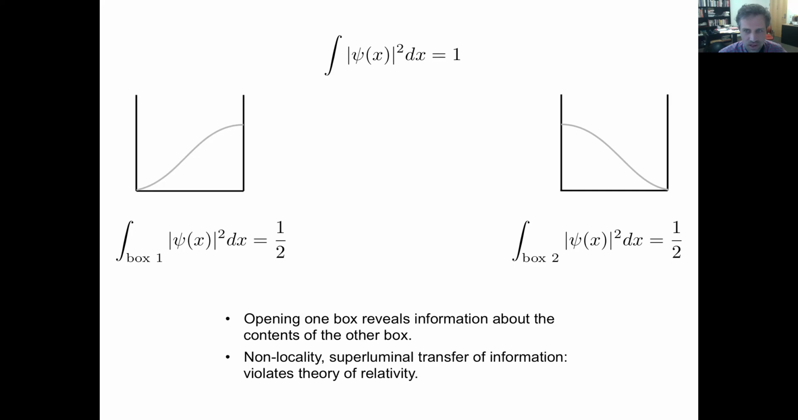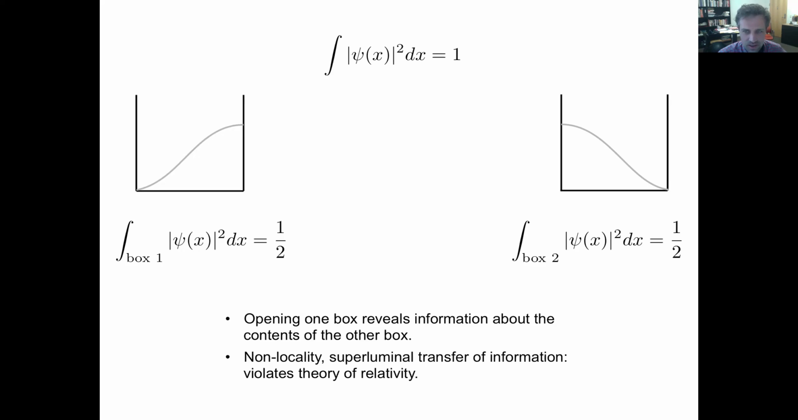And this is a very interesting problem in quantum mechanics. It's a problem of non-locality, and that means that there's superluminal transfer of information, okay? And that violates the theory of relativity, because it says that nothing can move faster than the speed of light, okay? And that is kind of a very interesting conundrum for many people who think about quantum mechanics.